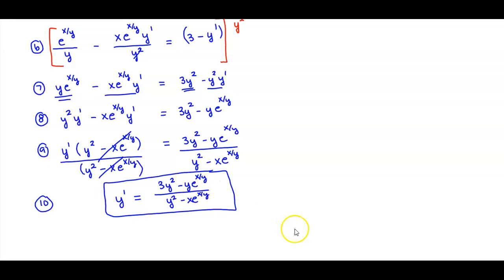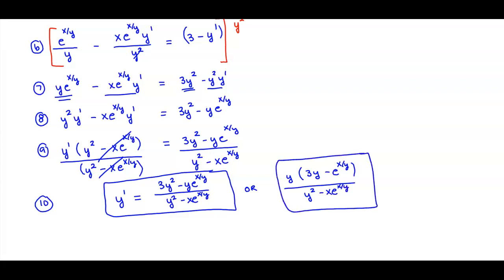Now, with this particular problem, we can also rewrite this so that we can factor out a y. If we factor out a y in the numerator, we would have 3y minus e to the x over y divided by y squared minus x e to the x over y. And therefore, that's another solution that's equal to that.